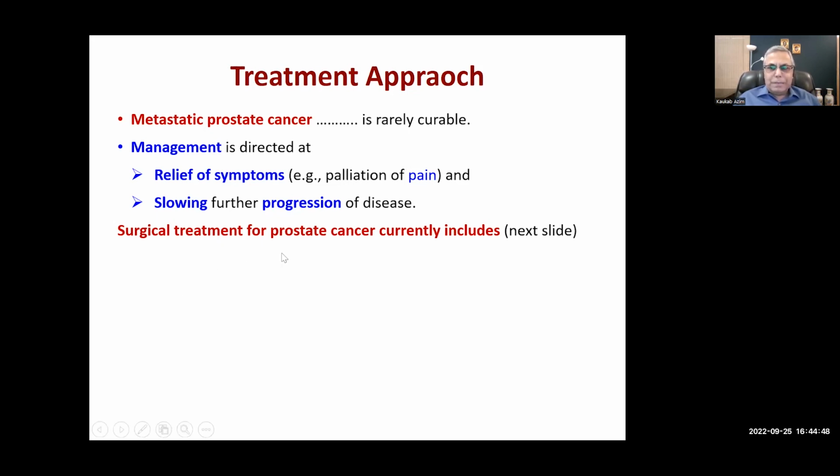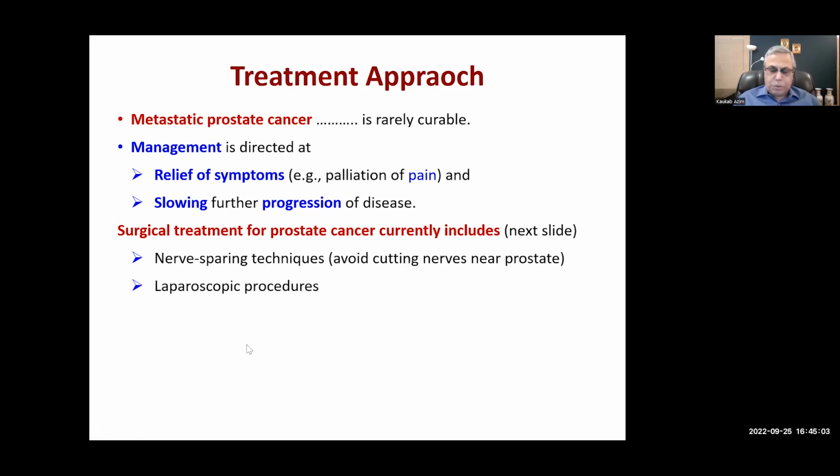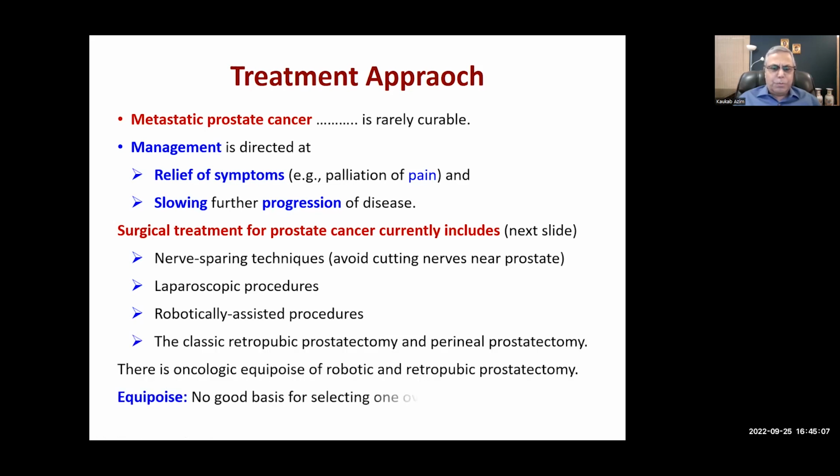Surgical treatment for this metastatic, not very common. Okay, we can do nerve sparing techniques. You avoid cutting nerves near the prostate gland, which are involved with the sexual function. You can do laparoscopic procedures, robotically assisted procedures. Okay, so we'll not go into a lot of details of surgery.